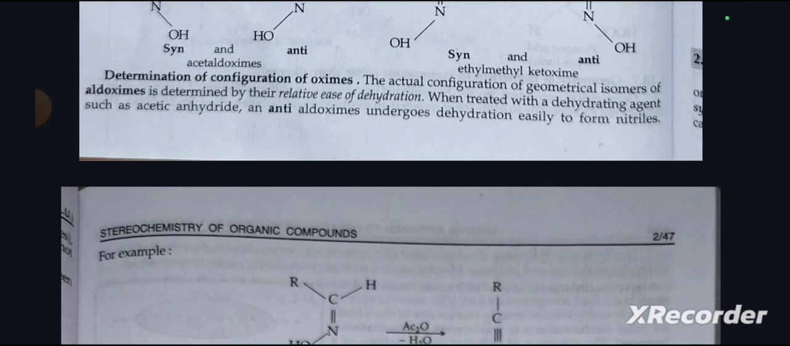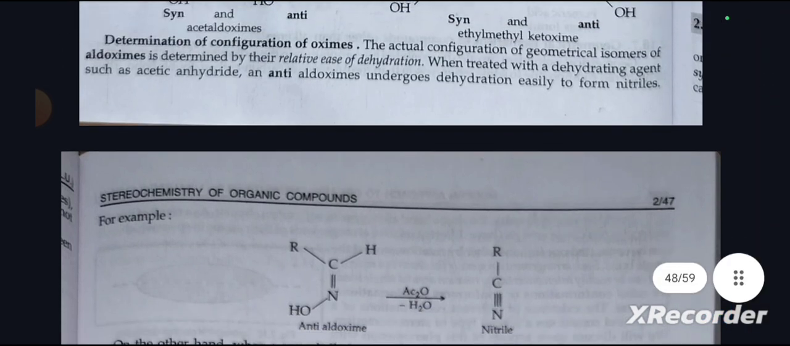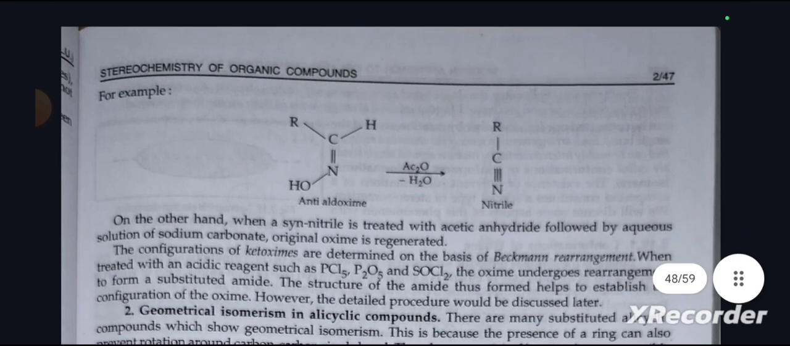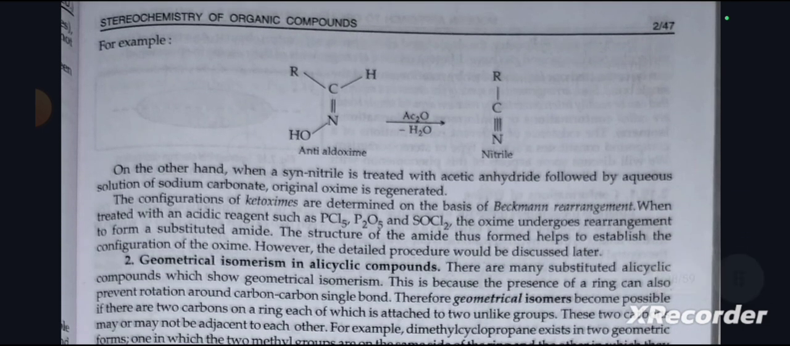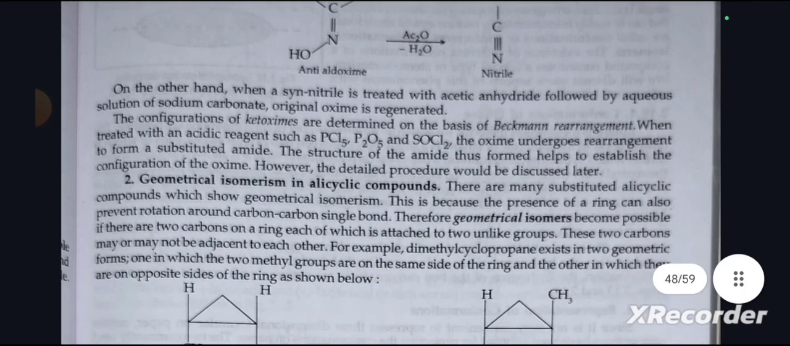Determination of configuration of oximes. The actual configuration of geometrical isomers of aldoximes is determined by their relative ease of dehydration. When treated with a dehydrating agent such as acetic anhydride, anti-aldoximes undergo dehydration easily to form nitriles. For example, RCH=NOH anti-aldoxime in presence of Ac2O, minus H2O, gives R-C≡N, a nitrile.